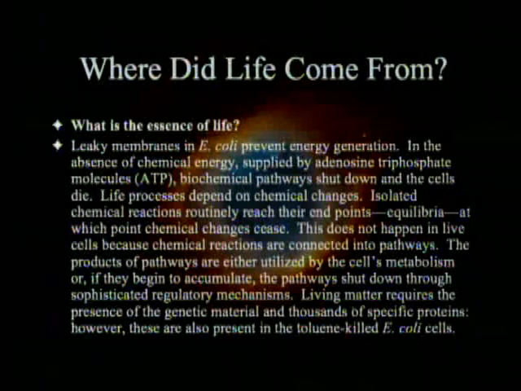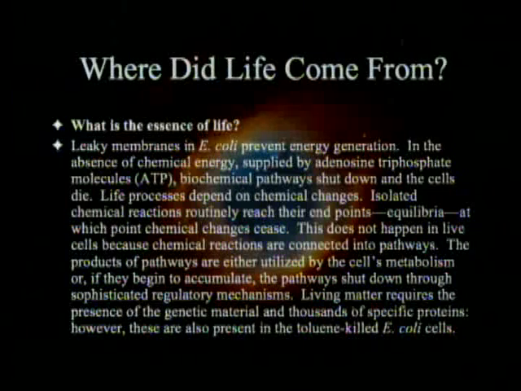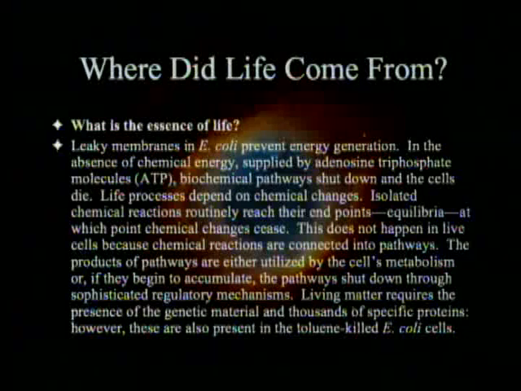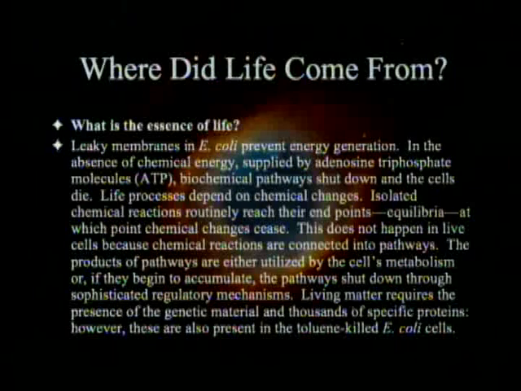Isolated chemical reactions routinely reach their endpoint, equilibrium, where as much is going forward as backward and the concentrations don't change, at which point chemical changes cease. Actually, technically, they keep going, but there's no longer a net change. This does not happen in live cells because chemical reactions are connected into pathways. The products of pathways are either utilized by the cell's metabolism or, if they begin to accumulate, the pathways shut down through sophisticated regulatory mechanisms.